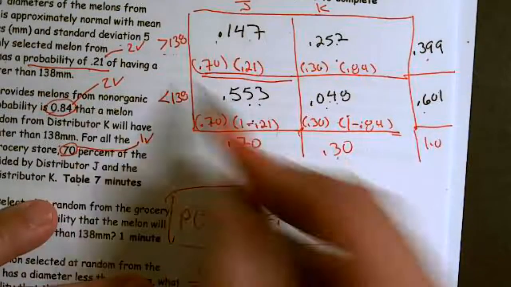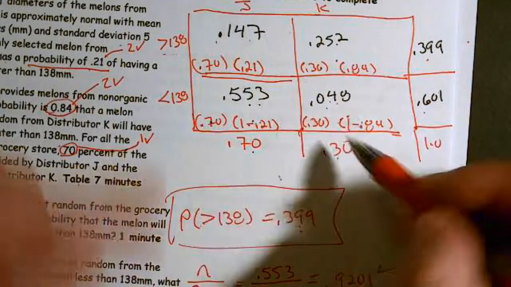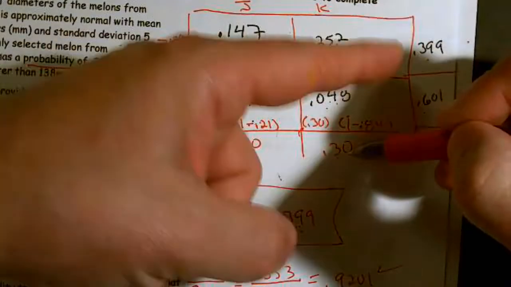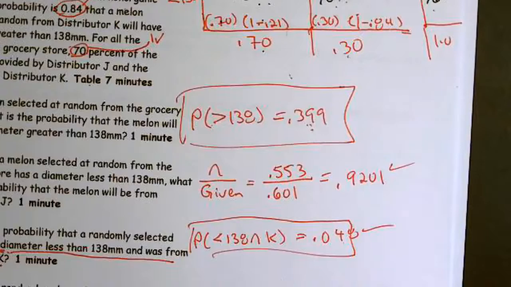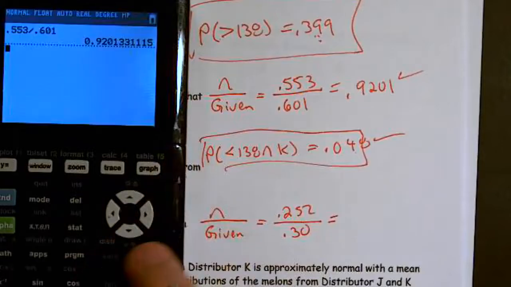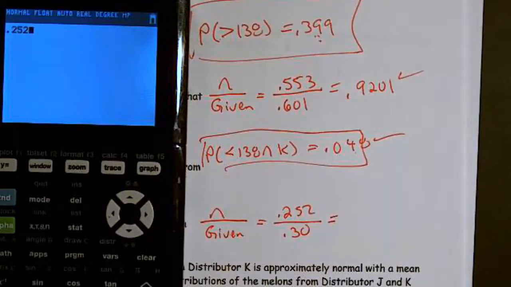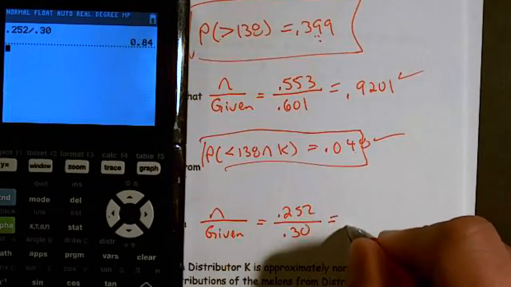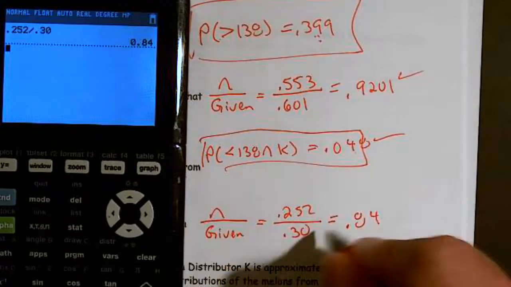What's the probability that it's greater than 138? Well, the intersection of K and 138 is 0.252. And that equals... We'll take the calculator out and we'll divide that out. 0.252 divided by 0.30, and we end up getting 0.84.